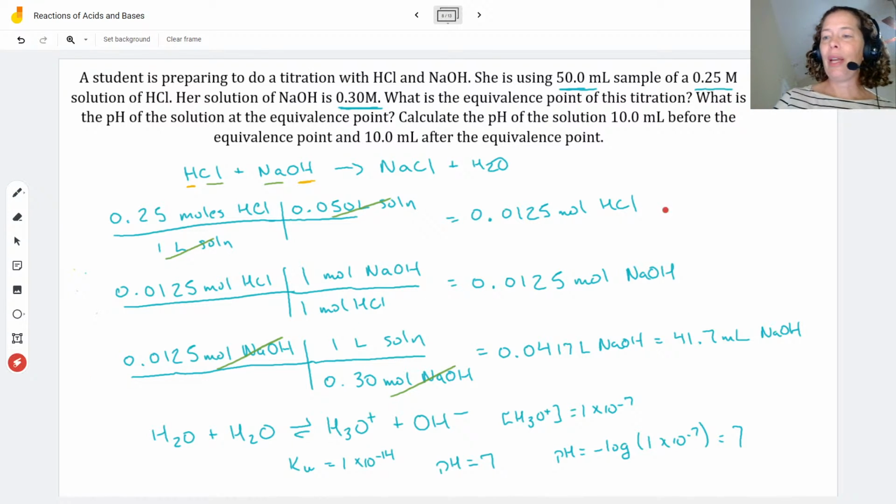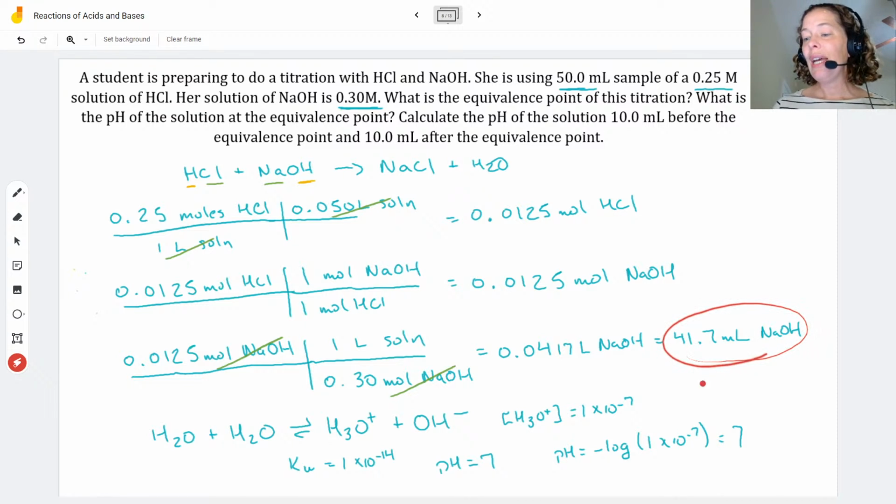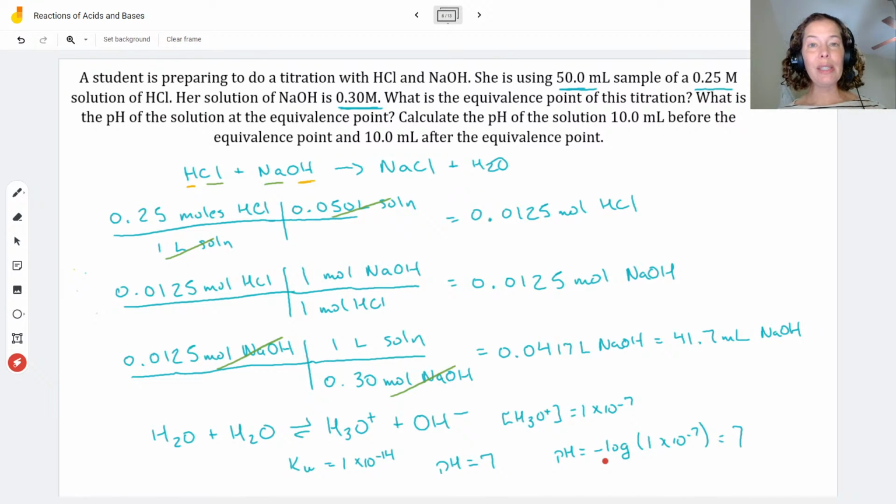Well, let me think, where are we? So what is the pH of the solution at the equivalence point? The pH is 7 because we have a salt which doesn't have any acid-base properties, and our pH is dominated by water, which means our pH is 7. Let's go ahead and we'll tackle this guy. Calculate the pH of the solution 10 milliliters before the equivalence point. Okay, so our equivalence point is at 41.7 milliliters. What was the pH 10 milliliters before we reach that point?